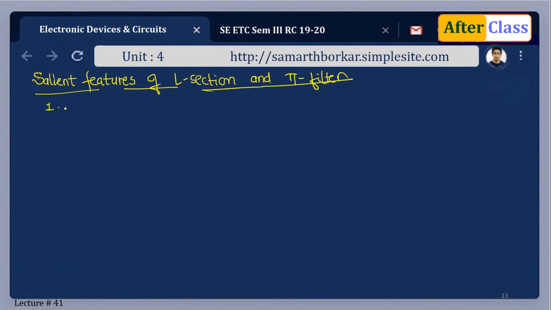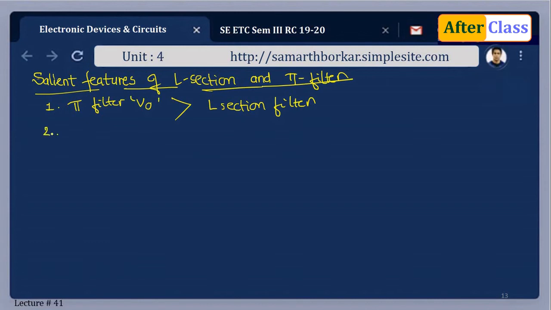The first point: in a PI filter the DC output voltage is much larger than that which can be had from an L section filter with the same input voltage. In short, I'll write: the PI filter output voltage is very much greater than that which can be obtained from an L section filter. Okay, this is with respect to output voltage.